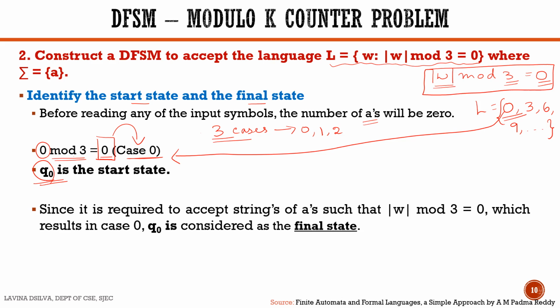Now, since it is required to accept strings of a's such that the length of W mod 3 is equal to 0, this again results in case 0. We have to accept all those strings whose remainder value turns out to be 0. This equates to case number 0, where Q0 is the state representation of case 0. Therefore, Q0 itself will be the start state as well as the final state.